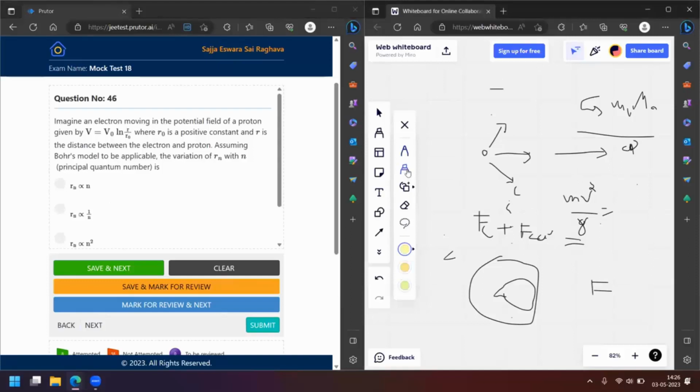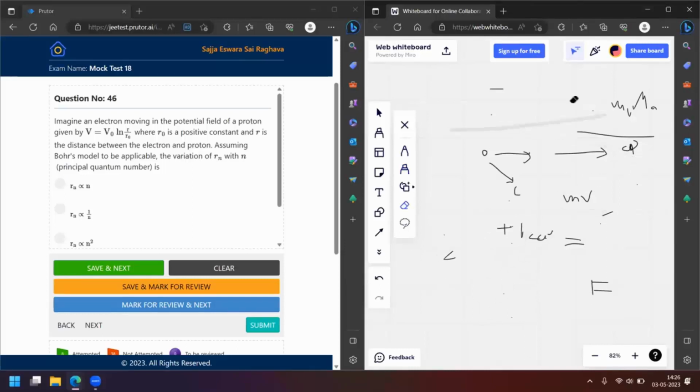In Bohr's model, the electron moves around the proton due to the electrostatic force, and we can equate the electrostatic force with the centripetal force. We are given a potential field. We can find the field by integrating the given potential, and the force is the charge times the field, and we can equate it with mv square by r.